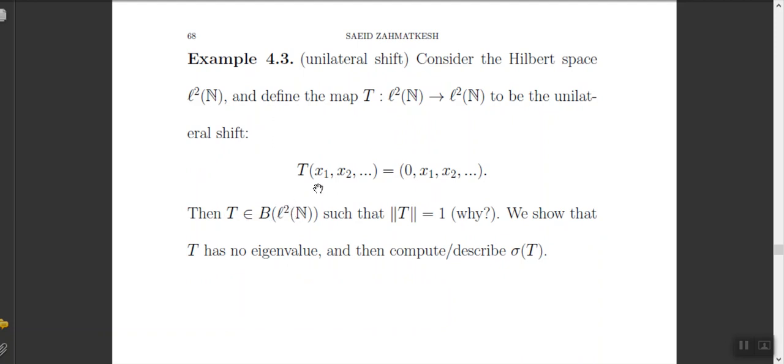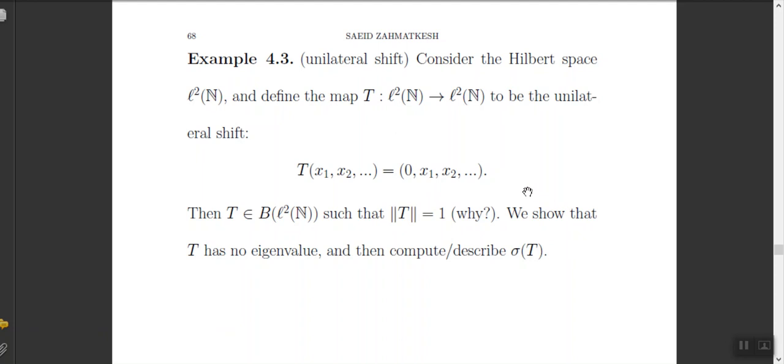So T is a bounded linear operator on L2. I leave it to you to check that the norm of T equals 1. This should be easy for you to figure out, so I leave it as an exercise. Okay, now what do we want to do?